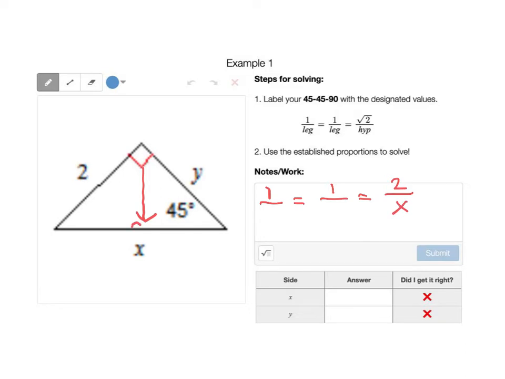Okay, I like to label the picture so that, a root 2. That gets a root 2, not 2. Okay, and the legs get 1s. So 1, 1, and root 2. So I have 1 over 2, 1 over y, and root 2 over x.